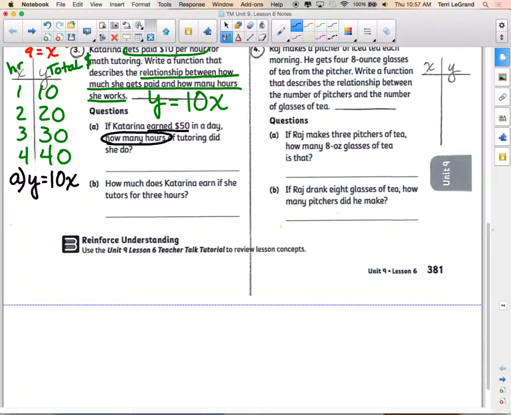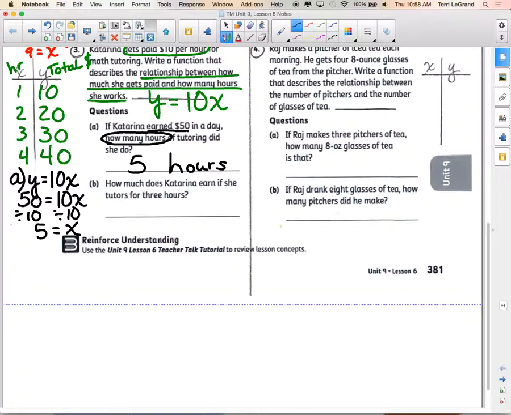Okay, is it 50 hours? No, it's $50. So our x is hours, our y is dollars, so we're going to put it in for the y. What do we have to do to solve that? Divide by 10. 50 divided by 10 is 5. So our answer is 5 hours.